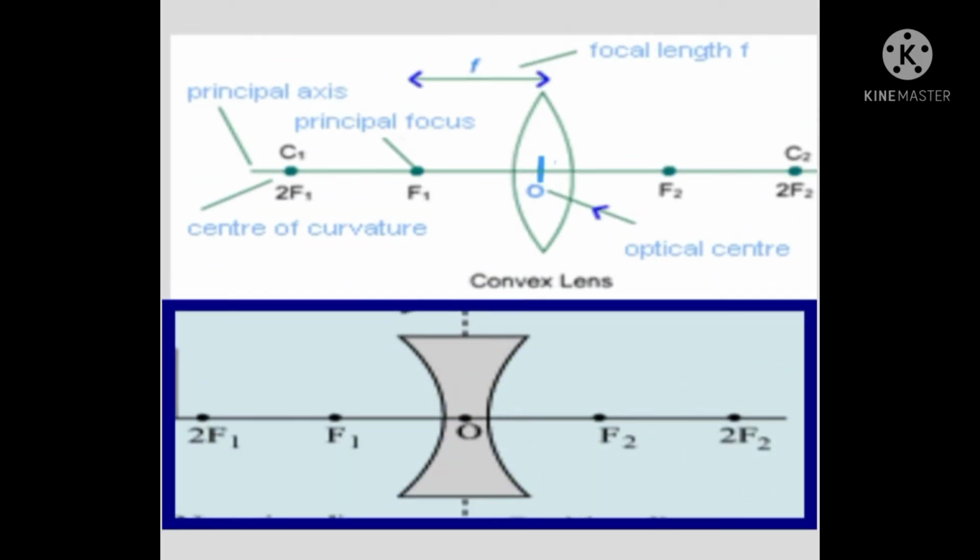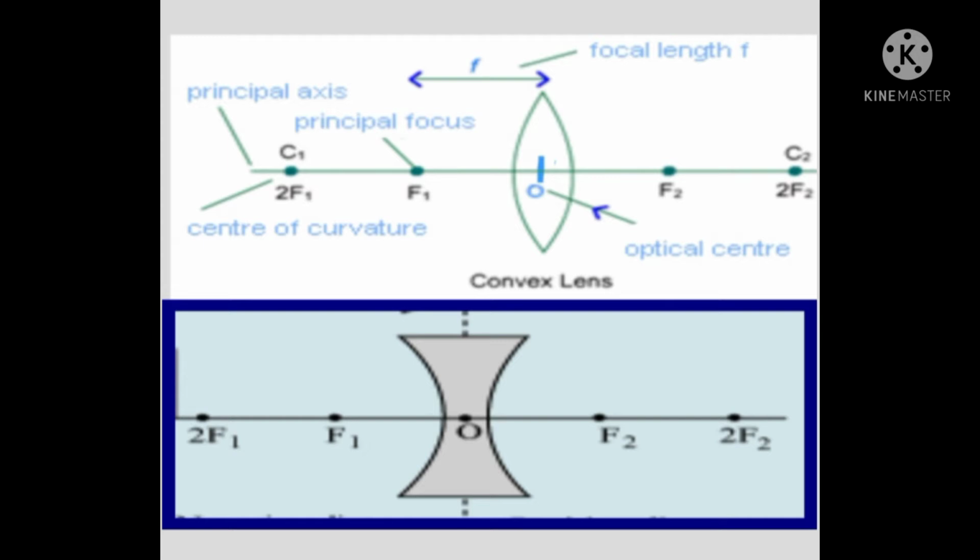A lens, either a convex lens or a concave lens, has two spherical surfaces. Each of these surfaces forms a part of a sphere. The centers of these spheres are called centers of curvature of the lens. The center of curvature of a lens is usually represented by the letter C. Since there are two centers of curvature, we may represent them as C1 and C2 as shown in the figure, or we can represent them by 2F1 and 2F2.